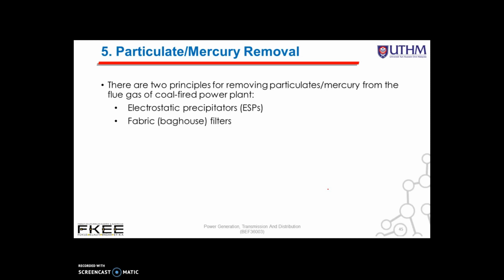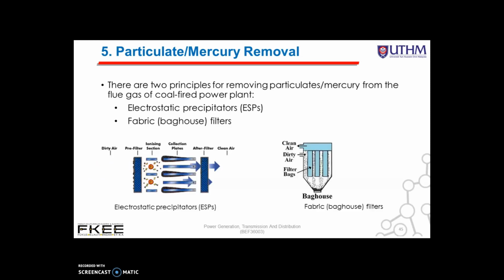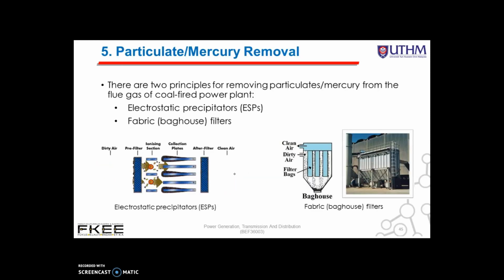And then the fifth method is by using particulate or mercury removal. There are two principal methods for removing particulates and mercury from the flue gas of a coal-fired power plant, which are the electrostatic precipitators, or ESPs, and also the fabric baghouse filters. This is the figure of the electrostatic precipitators, ESPs, and then the next one is the fabric filters, in order to remove the particulates and mercury in the flue gas.